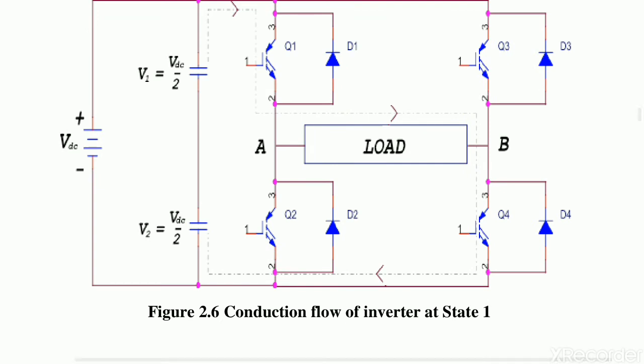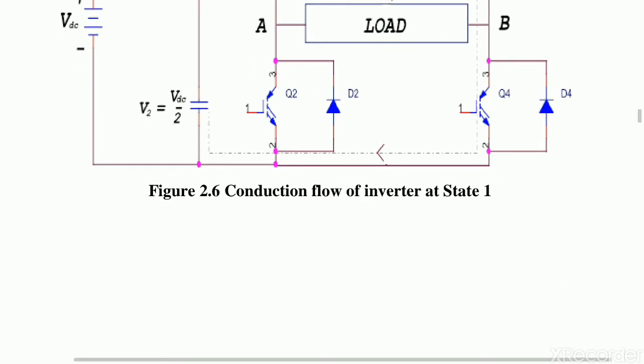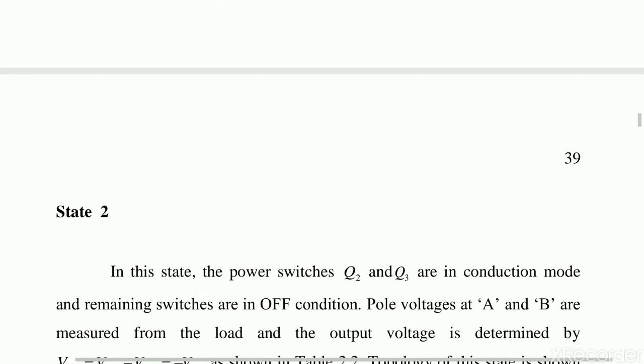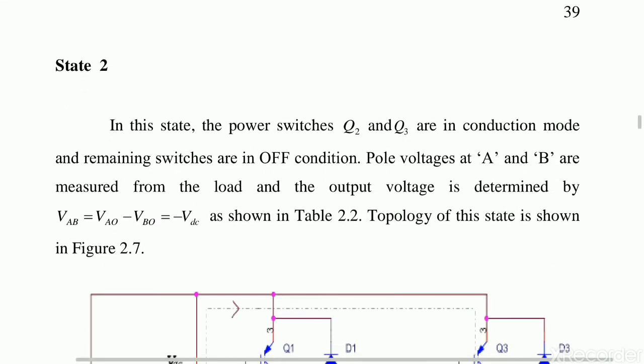After turning on switch Q1 and Q4, now what will happen in the state 2? Now in this state, the power switches Q2 and Q3 are in conduction mode and remaining switches are in off condition. So pole voltages at A and B are measured from load and the output voltage is determined by VAB is equal to minus VDC.